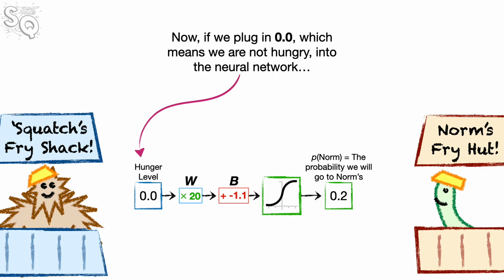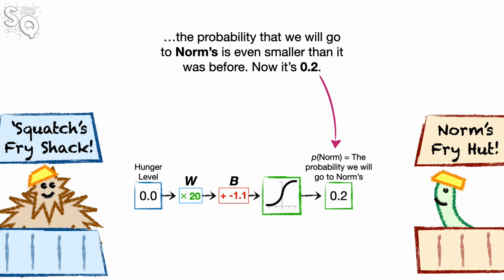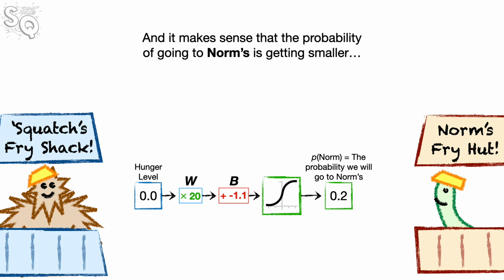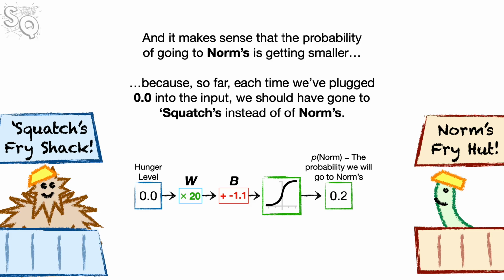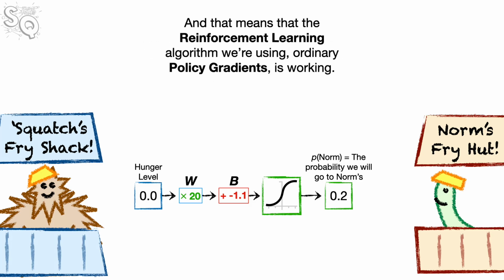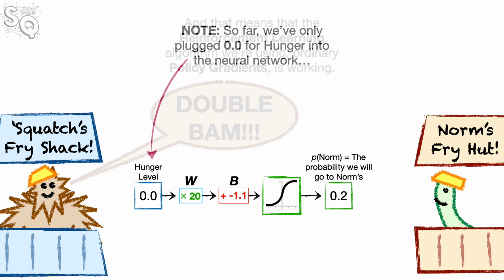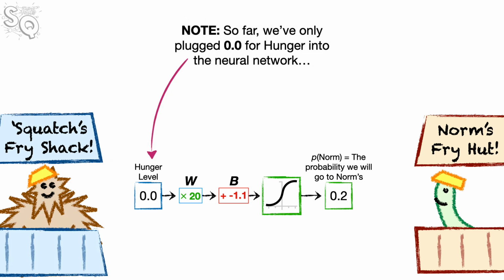Now, if we plug 0.0, which means we are not hungry, into the neural network, the probability that we will go to Norm's is even smaller than it was before. Now it's 0.2. And it makes sense that the probability of going to Norm's is getting smaller. Because, so far, each time we've plugged 0.0 into the input, we should have gone to Squatch's instead of Norm's. And that means that the reinforcement learning algorithm we're using, ordinary policy gradients, is working. Double bam!